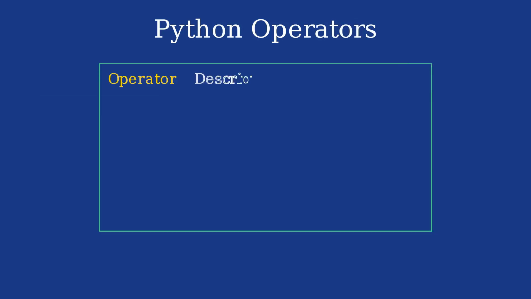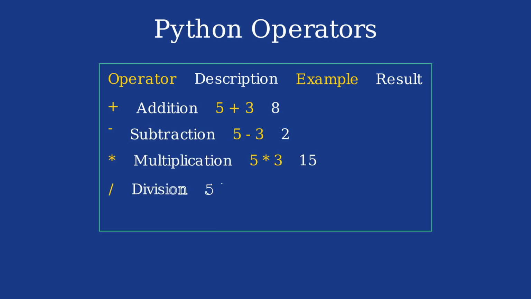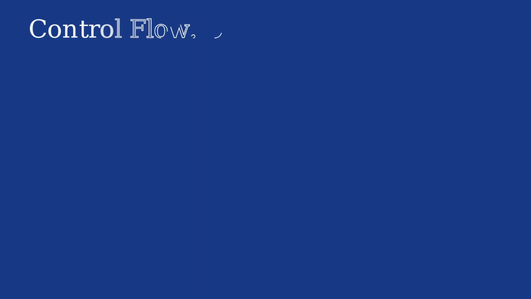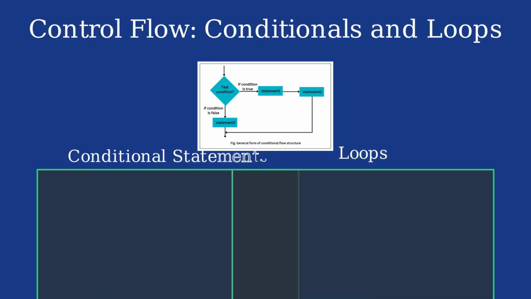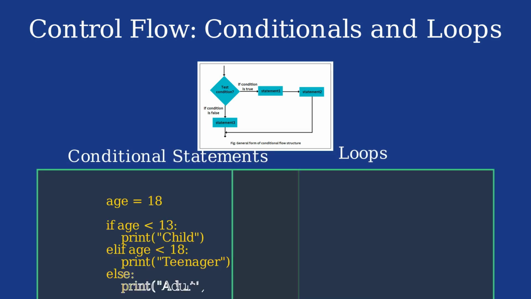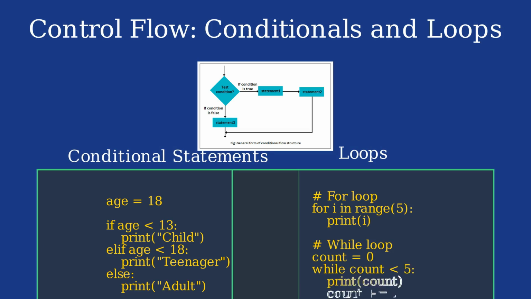Python provides various operators for performing operations on data. These include arithmetic operators like plus, minus, multiplication, and division, as well as comparison and logical operators. Conditional statements like if, elif, and else allow your program to make decisions based on certain conditions. Loops like for and while help you repeat code blocks multiple times.